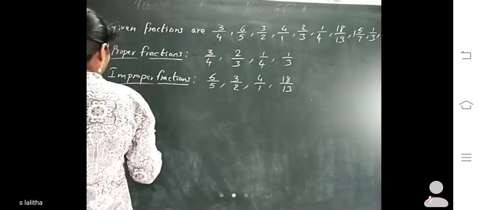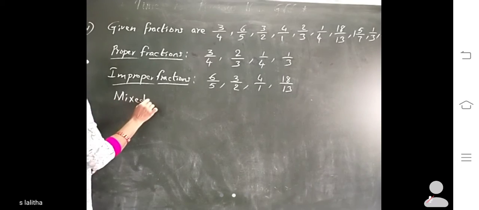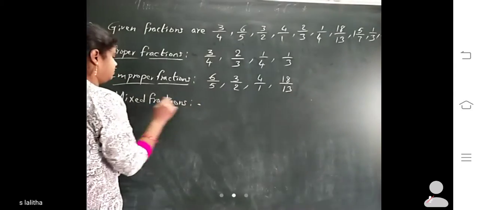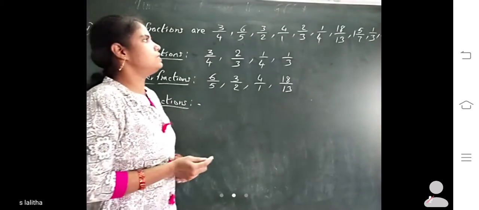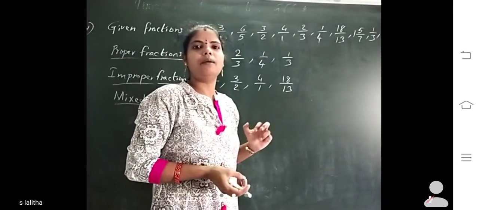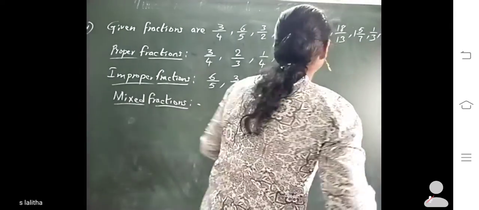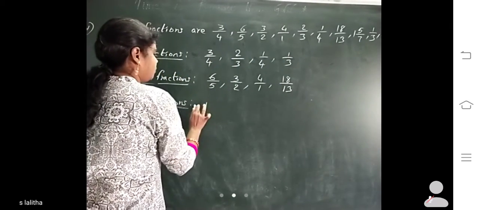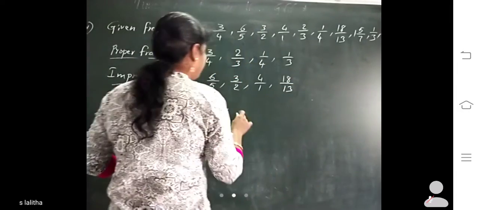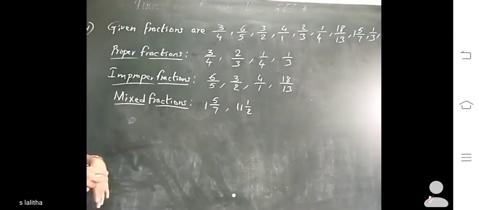And next, mixed fractions. What are the mixed fractions? What is called a mixed fraction? It is a combination of a whole number and a proper fraction. So what are those? 1 5 by 7 and 11 1 by 2. Okay, children, can you understand? Okay, right.